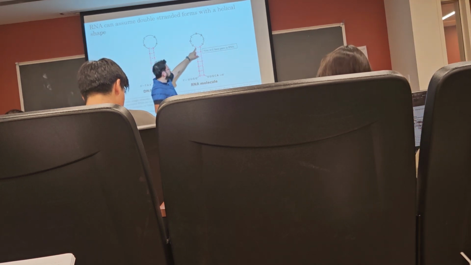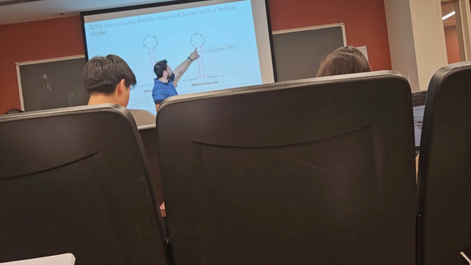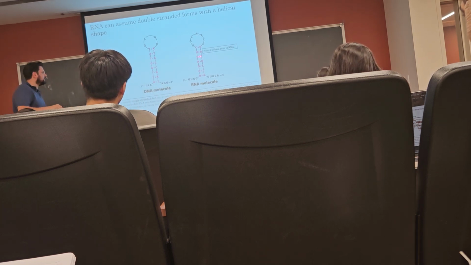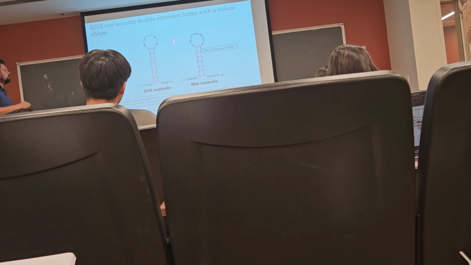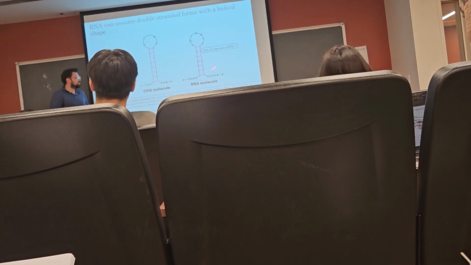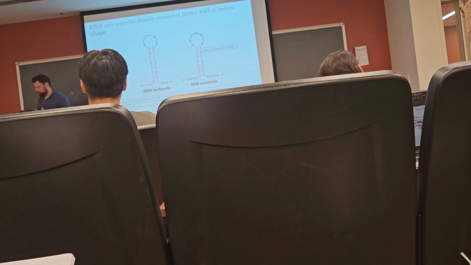So the pattern of hydrogen bond donors and acceptors between this C and this G will match, and the same between this U and this A, right? Notice there's no T here, it's a U, right? So we can get intramolecular base pairing. So this is an example of a structure in an RNA molecule that we call a hairpin. Right? It looks like a hairpin.